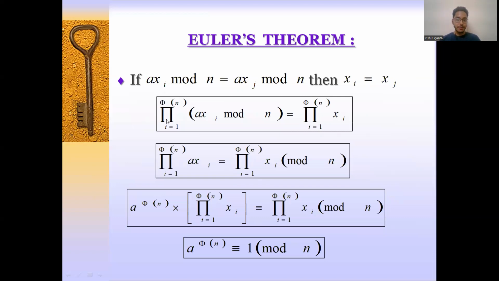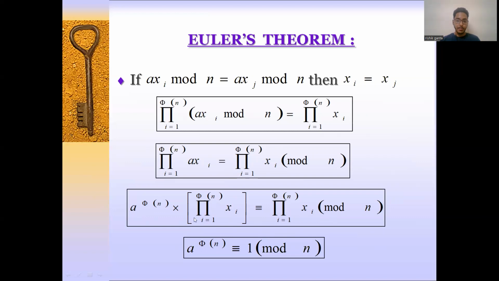The multiplication of a xi mod n from i equal to 1 to phi of n is equal to the multiplication of xi from i equal to 1 to phi of n. That is equal to the multiplication of a xi from i equal to 1 to phi of n, which is congruent to the multiplication of xi mod n from i equal to 1 to phi of n. This further results in a to the power phi of n into the multiplication of xi from i equal to 1 to phi of n, which is also congruent to the multiplication of xi mod n from i equal to 1 to phi of n.